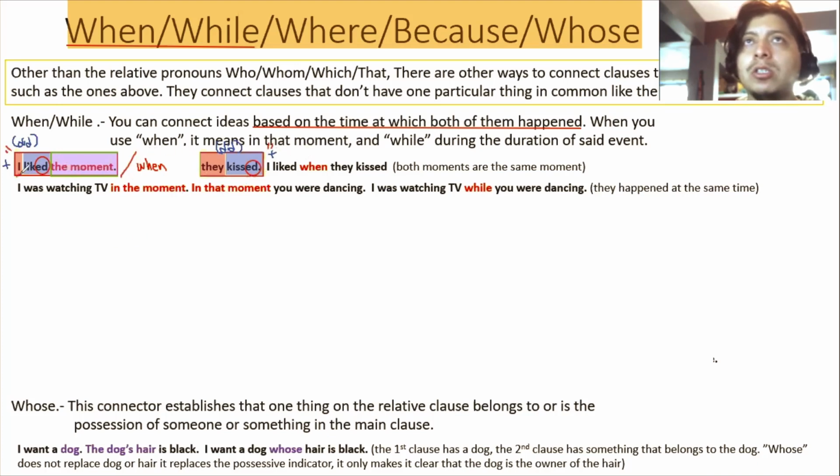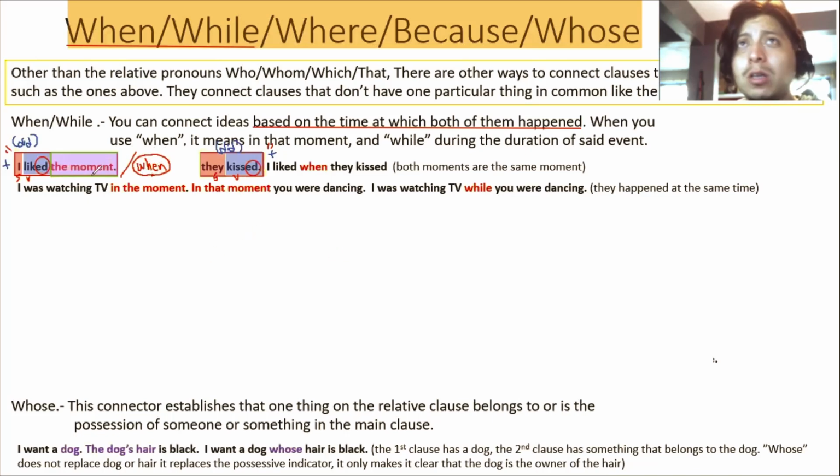I have a subject and a verb. I have a subject and a verb. I have two subjects. I have two verbs. I have only one sentence. This is a cleft sentence. And I use the connector when. When is also a question word. You can use it as a question word. You're asking for the moment, but it can also be used as a connector.